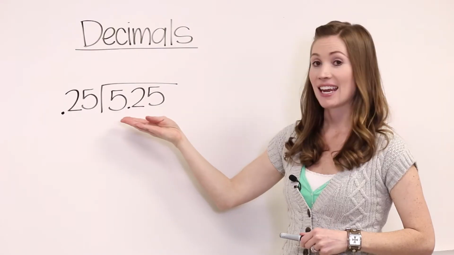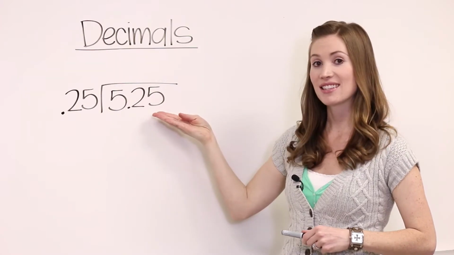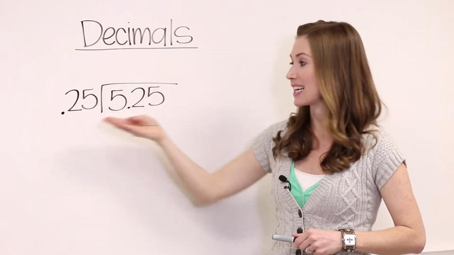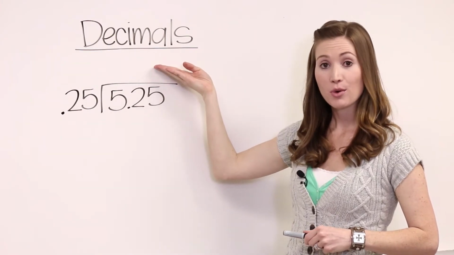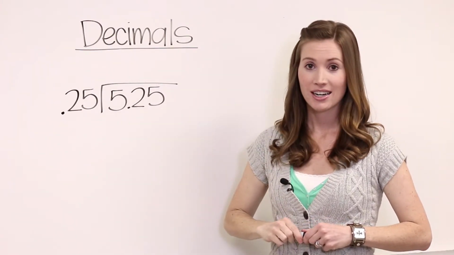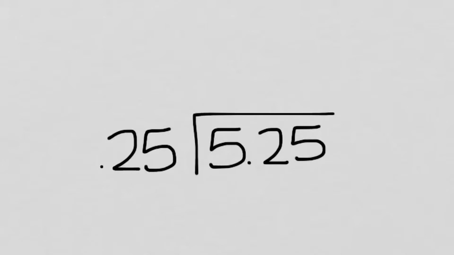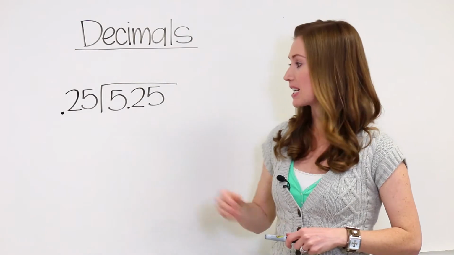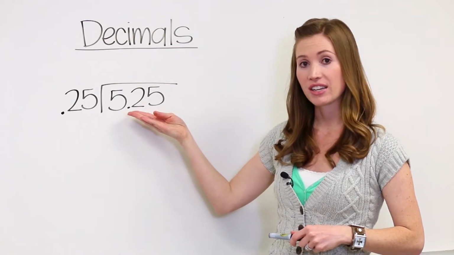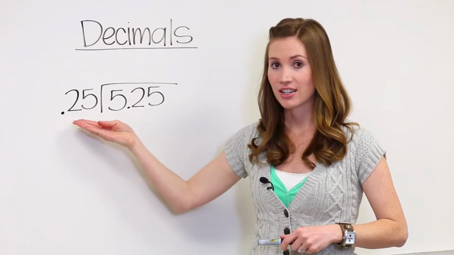This problem is like saying I have $5.25 and I want to divide my money into quarters. How many quarters would I have? The number of quarters will be our quotient. Now this problem is different than the problems we saw in Dividing Decimals Part 1. It's different because now we have a decimal point in both our dividend and our divisor.